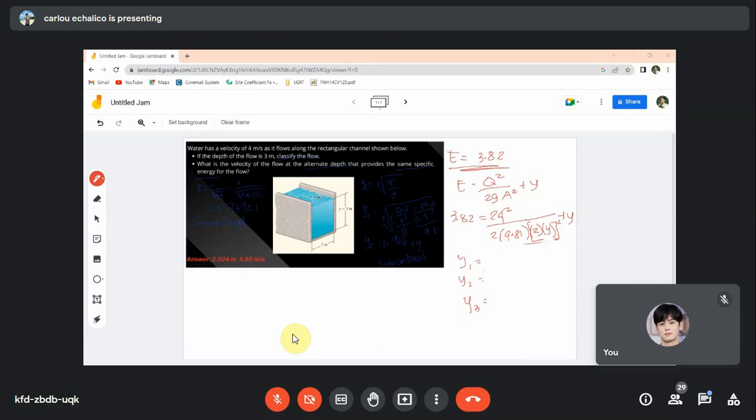Sige daw, shift solve na ninyo then give me the three values. Or isa lang sa inyong ma-shift solve. Pa-type na lang diri.